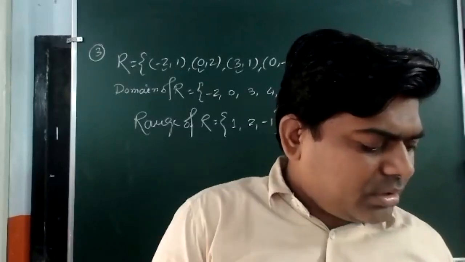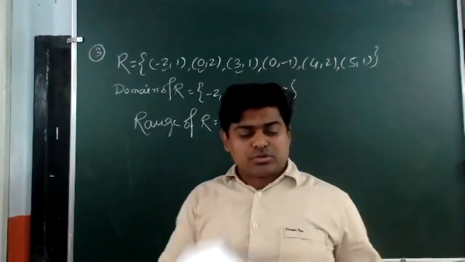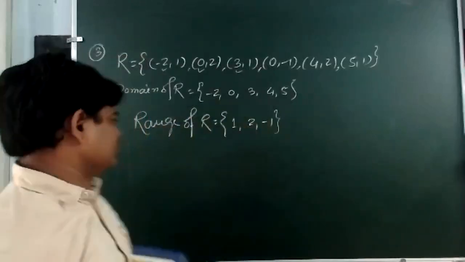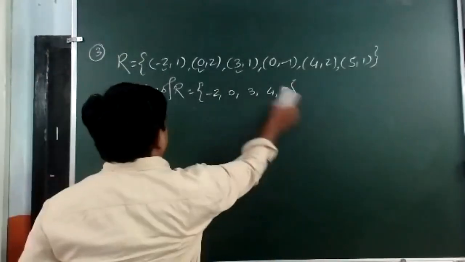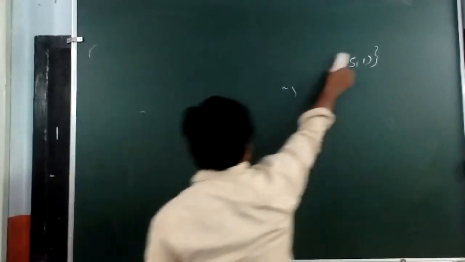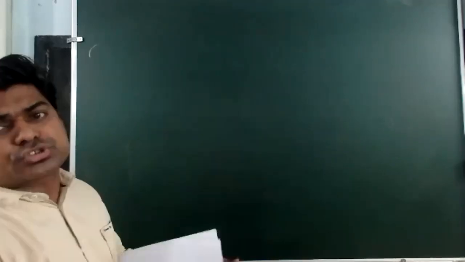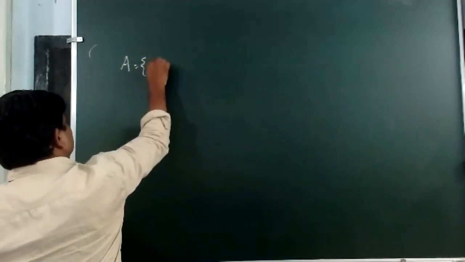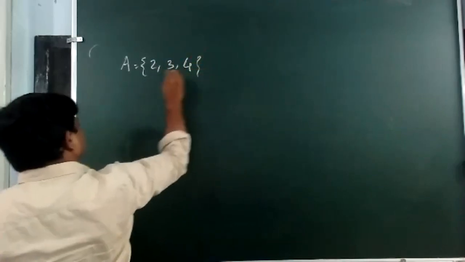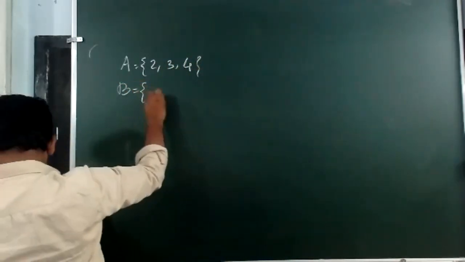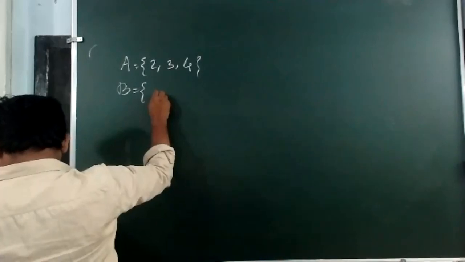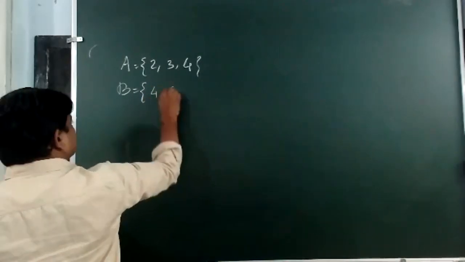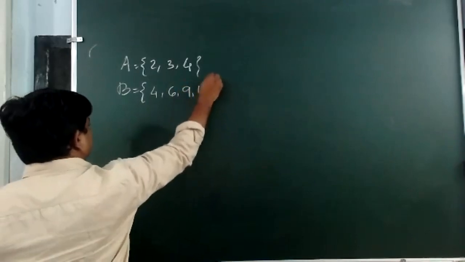Question number 5 you can see, and that I don't want to write here because the third, fourth and fifth I have already done. The sixth one you can see. In question number 6 again one relation is there which is defined from A to B, and we have to write it in roster form. Now what is A? A is given as 2, 3, and 4. B is given as 4, 6, 9, and 10.